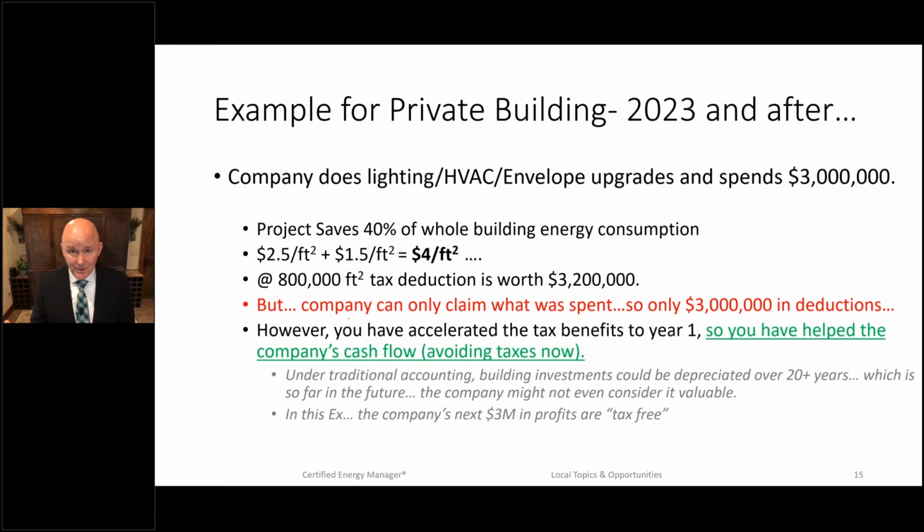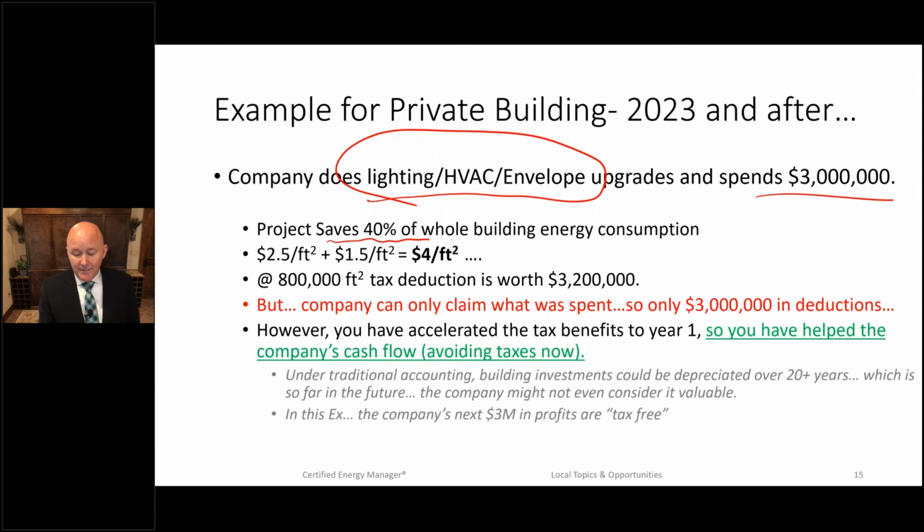Here's an example on the results of this. Now, if it's post 2023 and after, then you can get up to $5 a square foot. Let's be conservative when we say we got a project that does lighting, HVAC, and envelope, and who knows, maybe some other things, and it's going to save money, great. And you spend 3 million, the client, private building, tax-paying entity pays 3 million bucks, okay? The project saves 40%, maybe not 50, but you get to 40% savings.